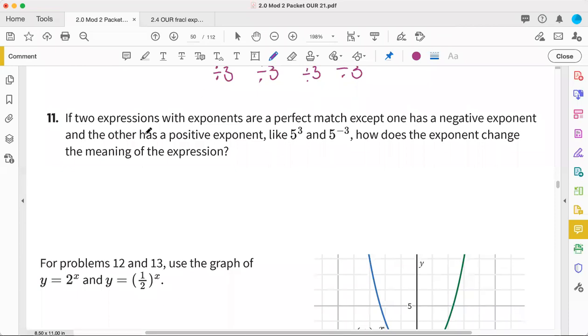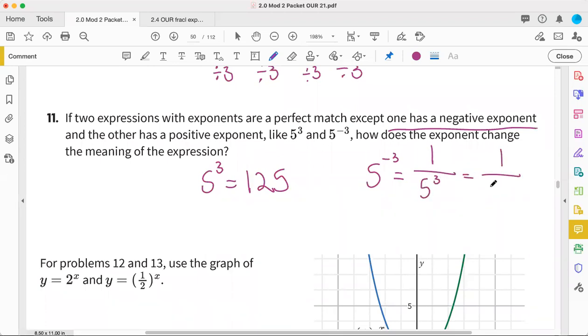For 11, if two expressions with exponents are a perfect match, except one has a negative exponent and the other has a positive exponent, like 5 to the third and 5 to the negative third power, how does the exponent change the meaning of the expression? Well, 5 to the third is just 125. This isn't rewritten as a fraction. However, if we have 5 to the negative third power, we could rewrite that as 1 over 5 to the third. And if we're so inclined, we could take it further to 1 over 125.